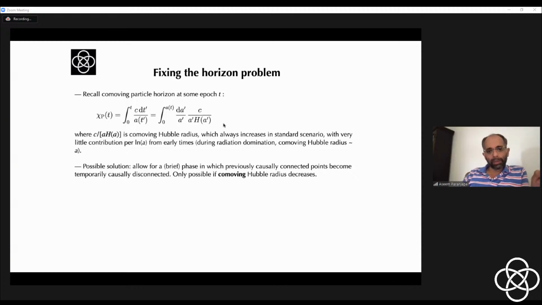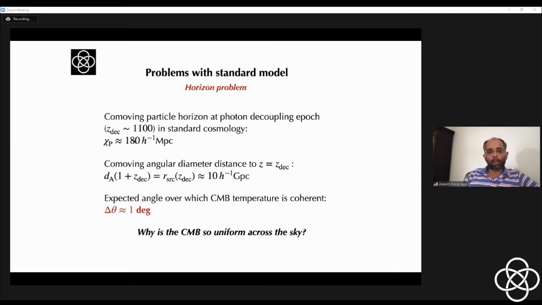So that means that in this integral, which goes from 0 to the epoch of interest, the contribution of this c by aH at very early times is very suppressed because it is a monotonically increasing function. So at early epochs, it is contributing very little. Per logarithmic a, because there's a da by a, it is contributing very little. So that is one way of thinking about the fact that this number is a very small number.